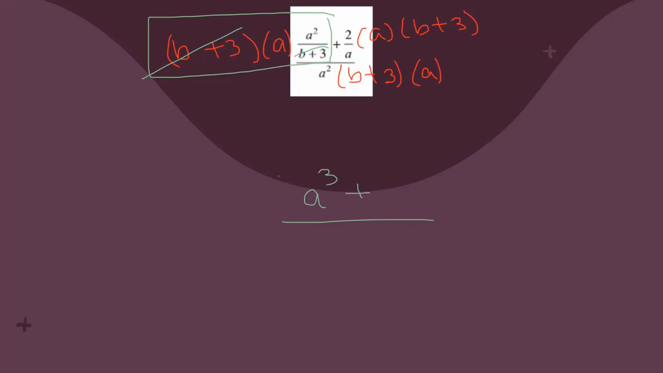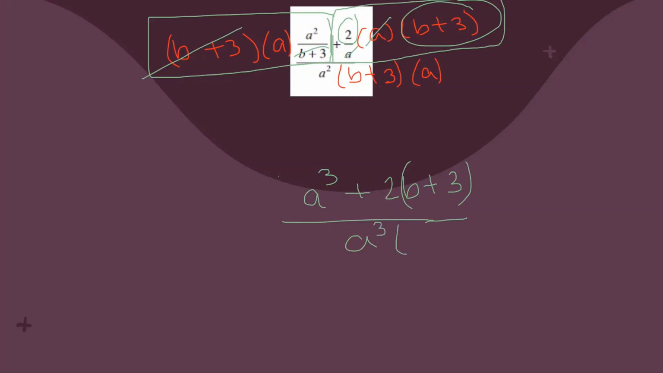Now if you take a look at this part, I will be able to cancel out the a and this a. Whatever I'm left with, I multiply across. 2 times b plus 3 gives you 2 times parentheses b plus 3, or you can write that as 2b plus 6 if you prefer. And at the bottom I have a squared times b plus 3 times a. That gives me a cubed times b plus 3.